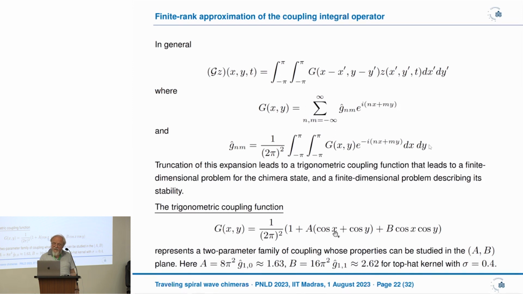So again, I have the cos x plus cos y. The amplitude of that term is A. The leading order term is 1 here. And then we have this product, cosine x, cosine y, with a coefficient B. And you can compute what these coefficients are for the top hat kernel, and you get some values of that, which I'll talk about later. But those values, of course, depend on the radius of the top hat kernel.